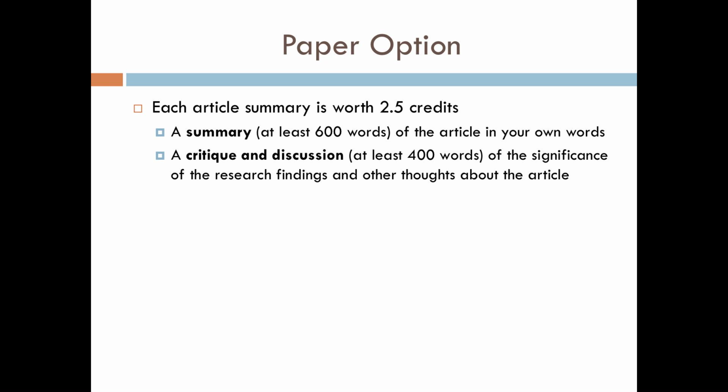Now, the article summary, as mentioned, is worth 2.5 credits each. It consists of a summary of the scientific article that you choose. This summary must be at least 600 words, and it must be in your own words. Plagiarism is taken very seriously here at SDSU, so please be sure to cite any quotes that you use accordingly. The second section of it will be a critique and discussion that must be at least 400 words. You need to discuss the significance of the research findings found in that article.